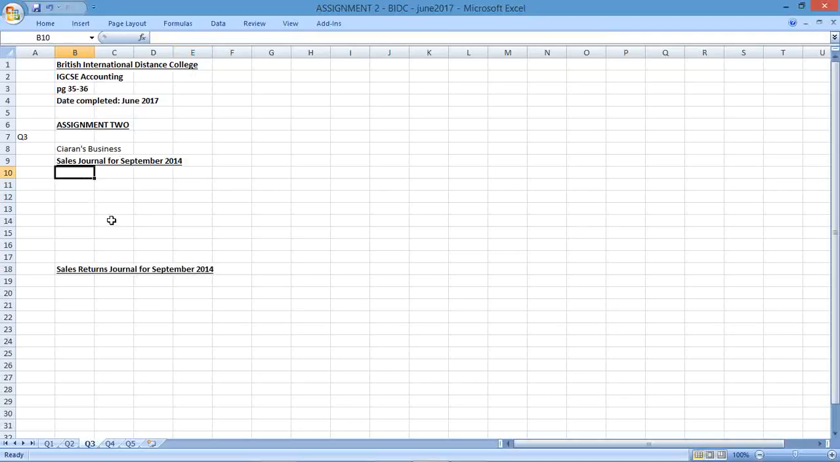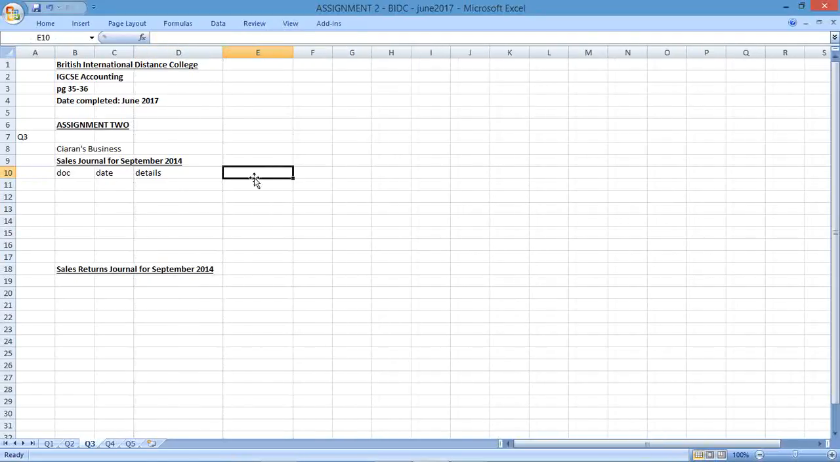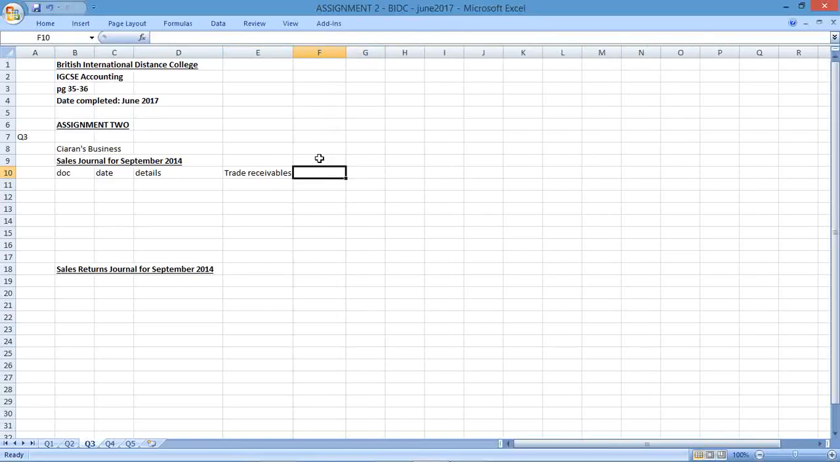Sales returns journal. What do these journals look like? Well, there'll be a column for a document number. There will be the day or the date. There will be a details column. And because this is a sales journal, I sell with debtors, so there'll be trade receivables. Trade receivables is seen as an asset. I'll have sales.